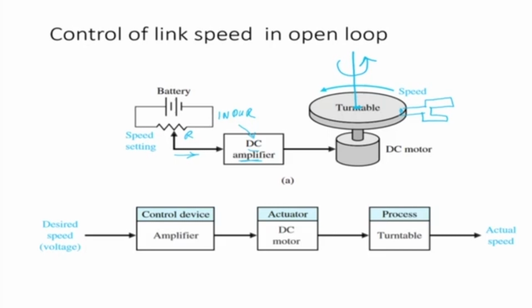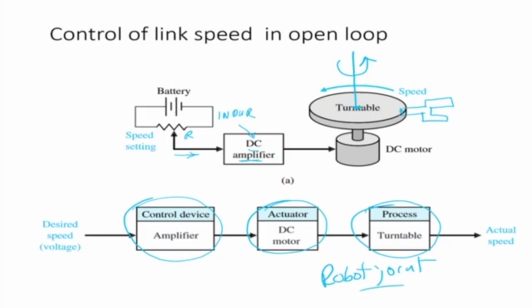So what are the various devices? There is a control device which is an amplifier. Amplifier basically just amplifies the signal, amplifies the current, it does nothing else. There is an actuator which is the DC motor itself, and there is the process which is the turntable or a joint. In our case it's a robot joint, which is the same thing. So what we are trying to see is what are the various elements involved in this. There is an amplifier which amplifies the current, an actuator which is the motor, and the process which is the turntable, in our case the robot joint.